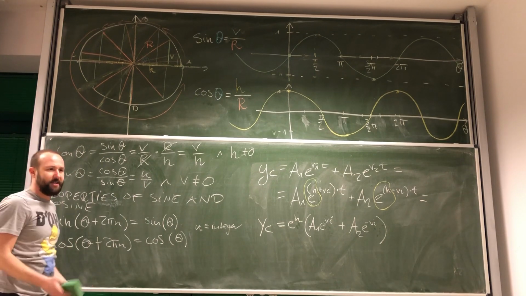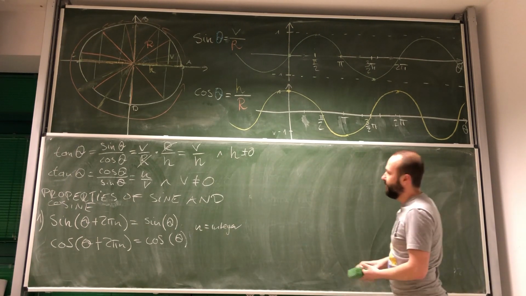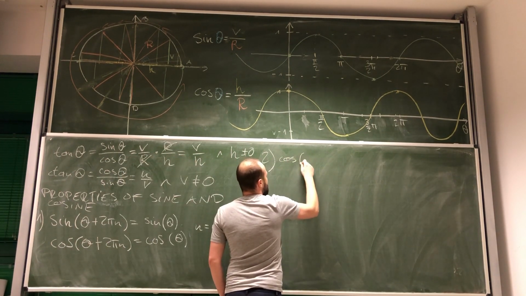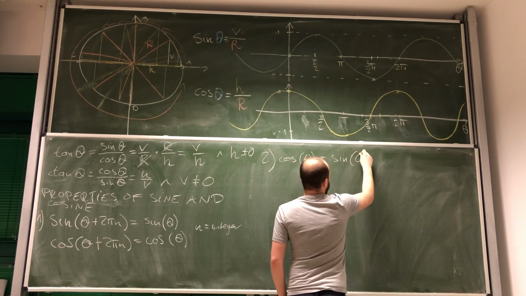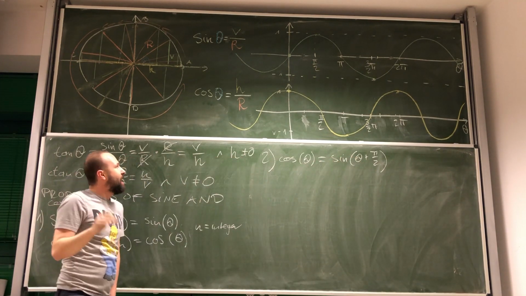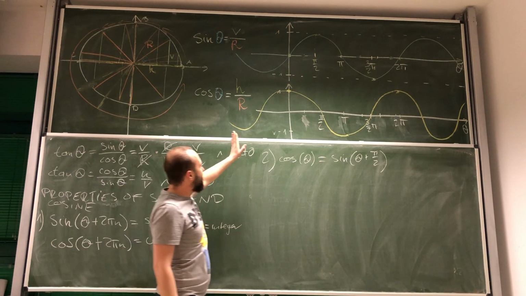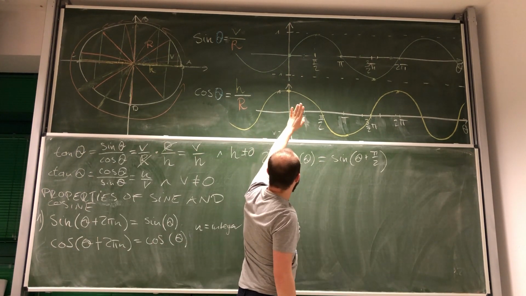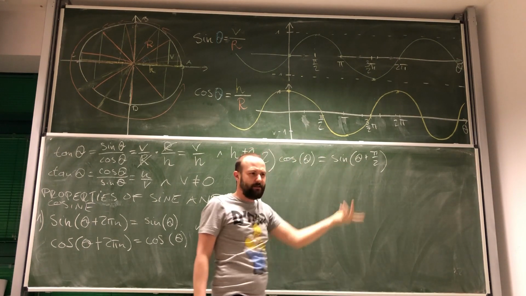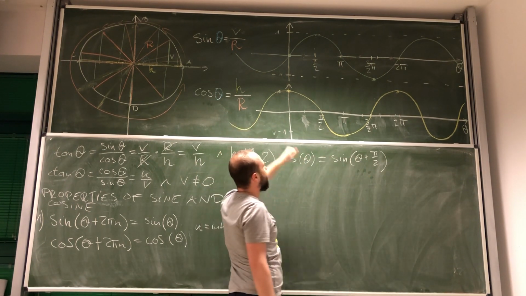Okay, then let's go to property number 2. Another one that we actually discussed already, and this is the one that says that cosine theta is equal to sine of theta plus pi over 2. So look, those two functions have the same amplitude, they are just different in phase. Phase means when they go up and when they go down. Basically, what we see over here is when we move cosine to the right by half a pi, we'll just get the sine function. Or if we move sine by half a pi to the left, we are getting cosine.